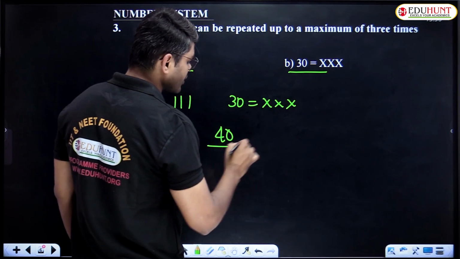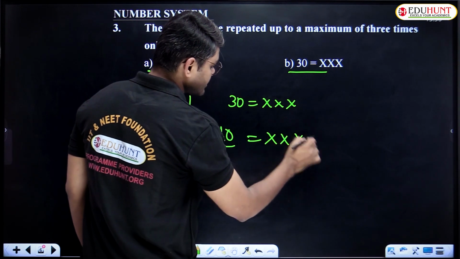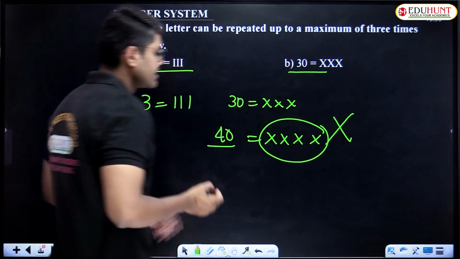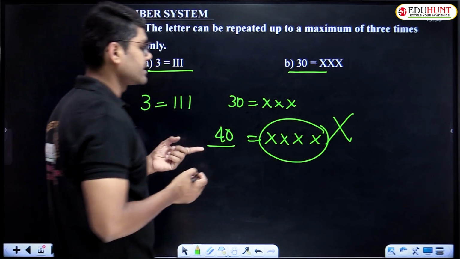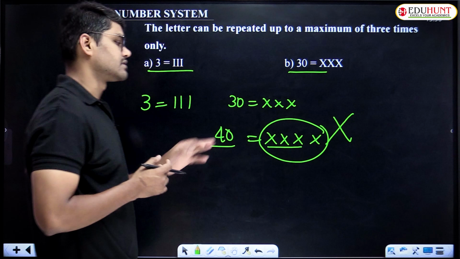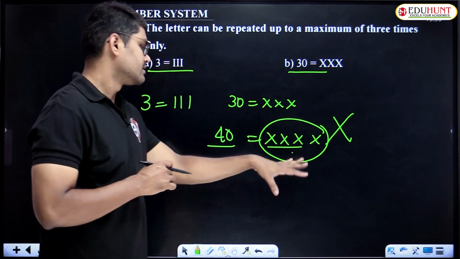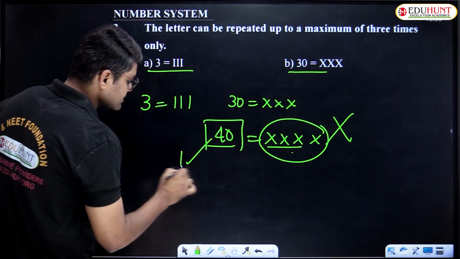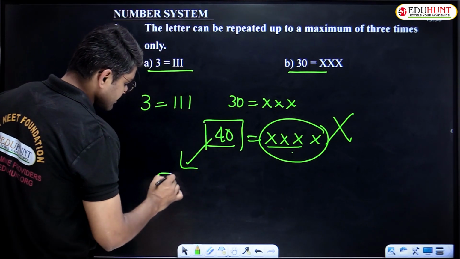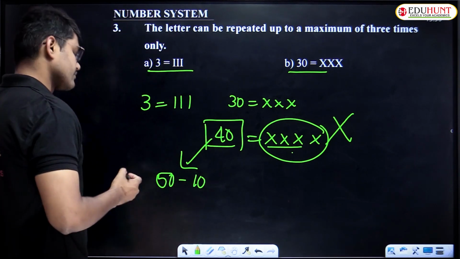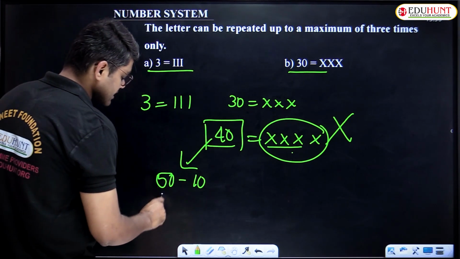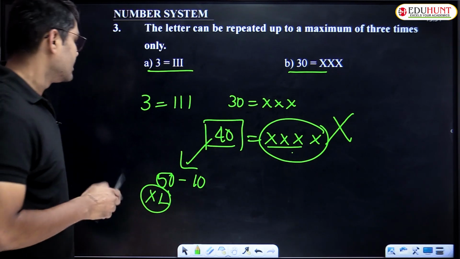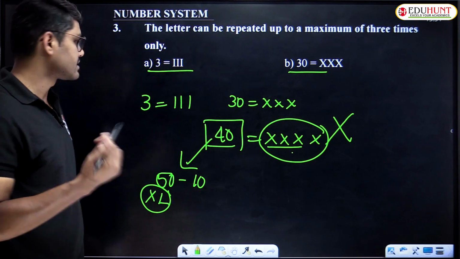40. How can I write 40? 10, 10, 10, 10 is completely wrong. Why? A letter can be repeated up to a maximum of 3 times, and here it is repeated 4 times. That's why this is a wrong answer. So how can we write 40? 40 can be written as 50 minus 10. What is 50? 50 is nothing but L. 10 means X. X we have to put on the left side of L because here we are subtracting. Okay students?